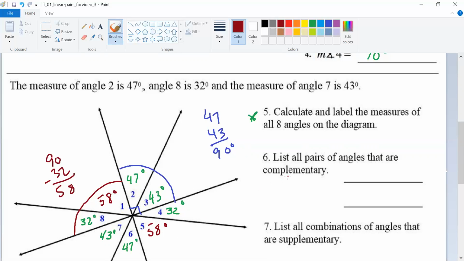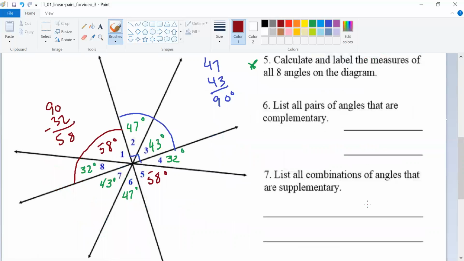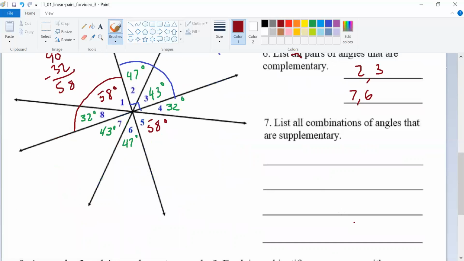List all pairs of angles that are complementary. I'm just going to list 2. We don't have to do all of them today. I'm just going to cross that out and say 2 pairs of angles that are complementary, 2 and 3, and also 7 and 6. List all combinations of angles that are supplementary. Let's change that also. Let's say 4 combinations that are supplementary. Let's go 7, 6, 5, 4.